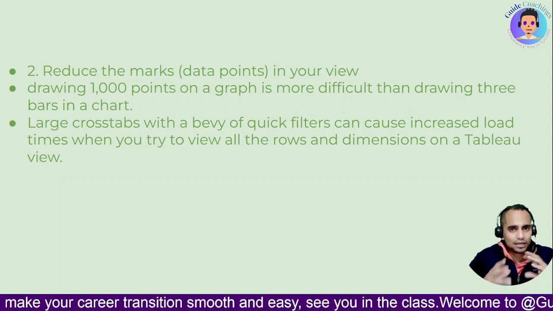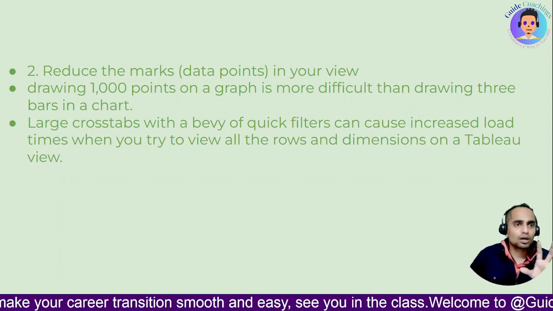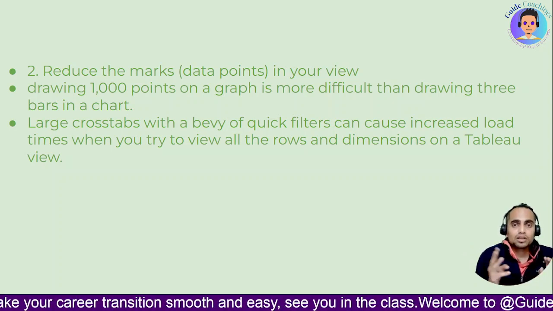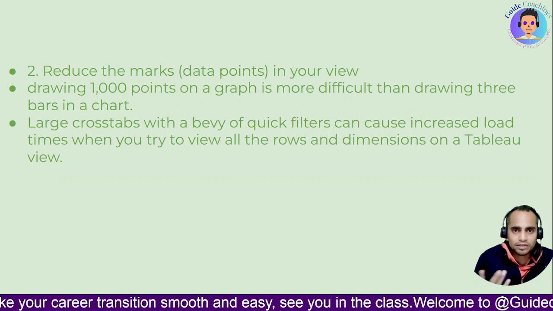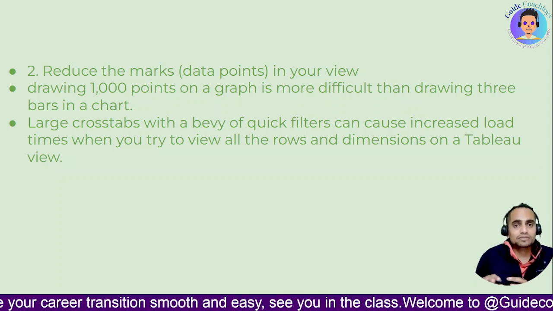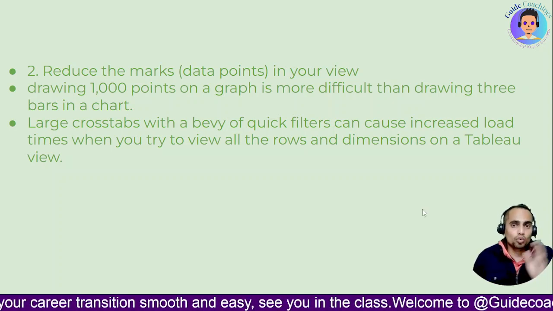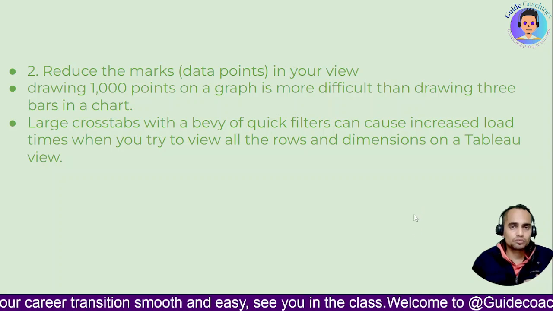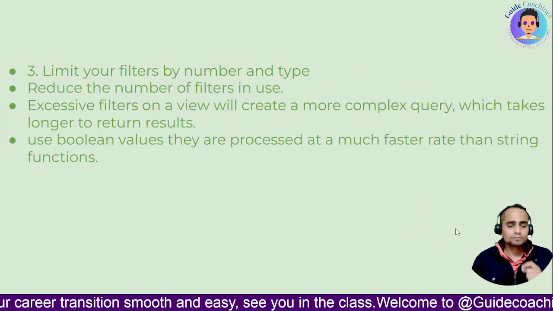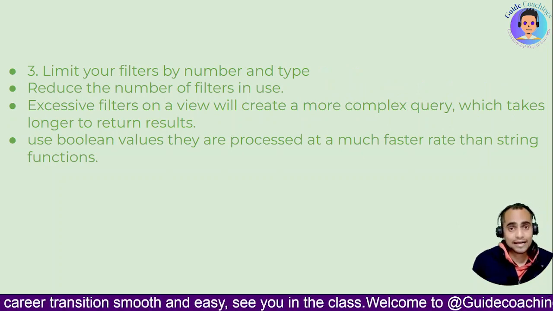I can summarize it in a simple way: if you are working on 100 marks versus working on 3 marks, what is beneficial, what is feasible? Obviously working on 3 marks is way easier. So work only on what is required. Don't work on what is not required, to optimize the performance. Now the next point that comes is limit your filters by number and type.